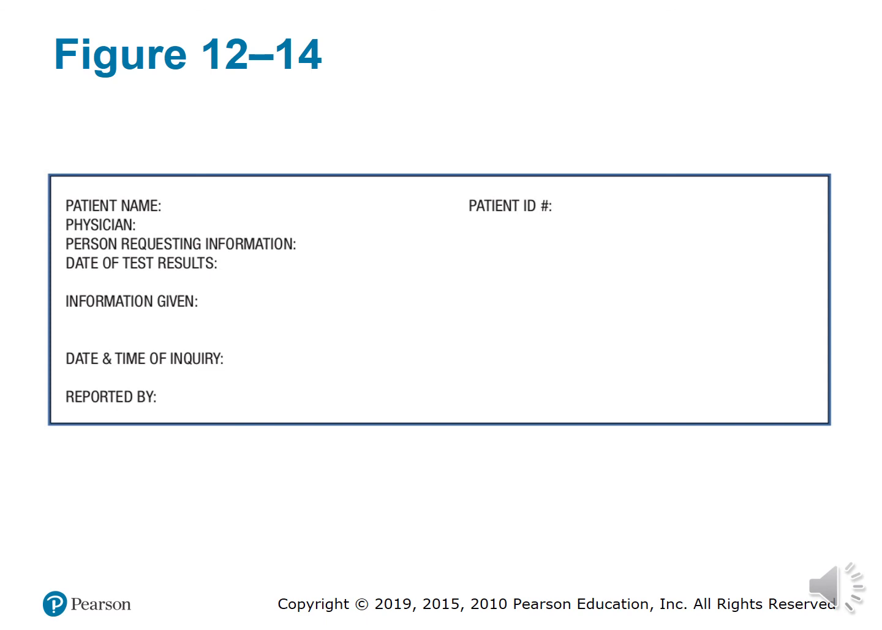This is typically what reporting results to the lab verbally looks like. This is everything that you will need, and this is everything that will show up on any lab report. You make sure that you have the patient's name, physician's name, the person requesting the information, date of test results. Any information given, this will be if they were supposed to fast and they say they didn't, date and time of inquiry, what times you take it, reported by, that'll be your initials, and the patient's ID.